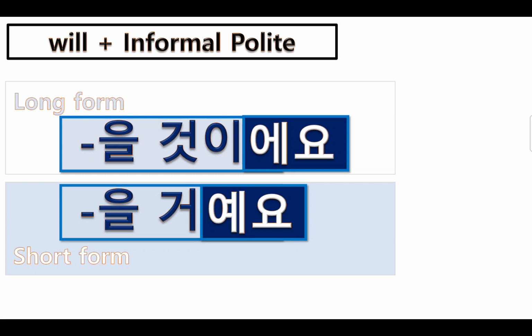When you speak, we don't say I am a student. We say I'm a student, right? Short form. So 먹을 것이에요, we don't use often. We prefer 먹을 거예요.